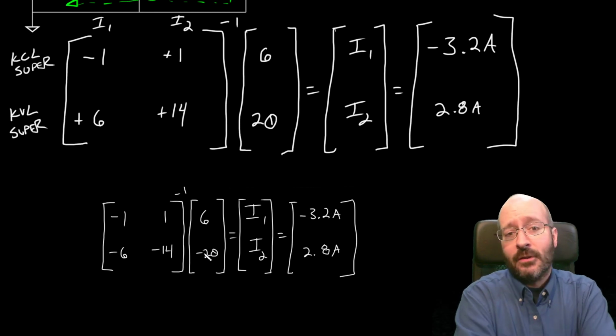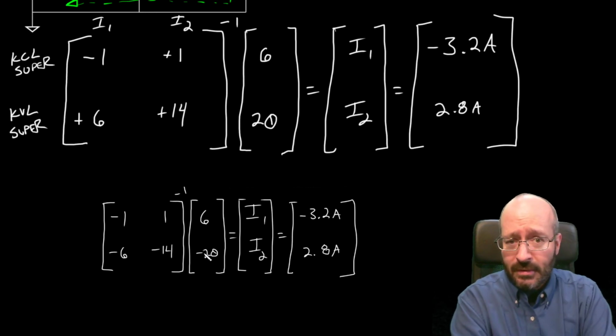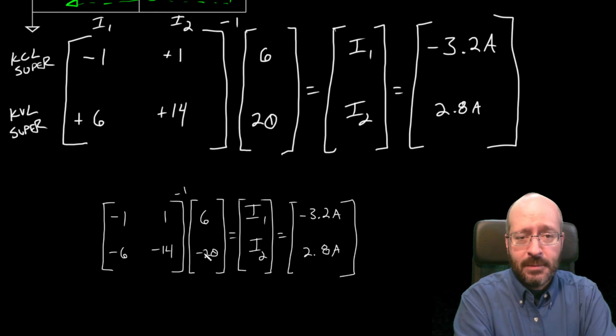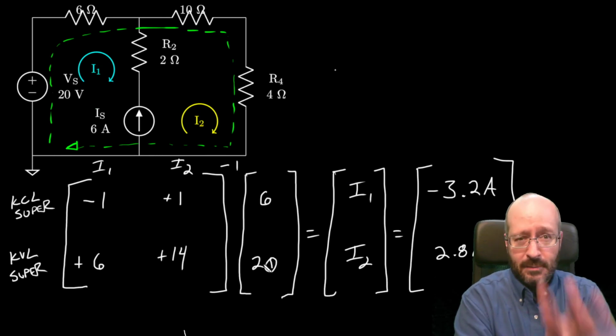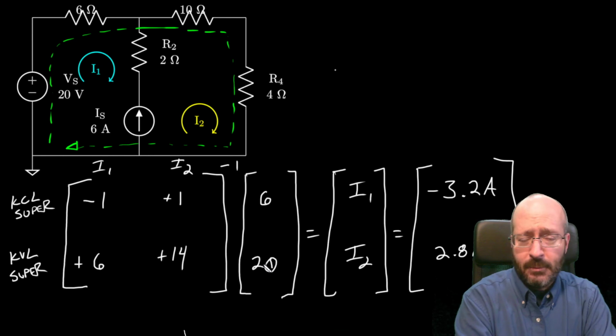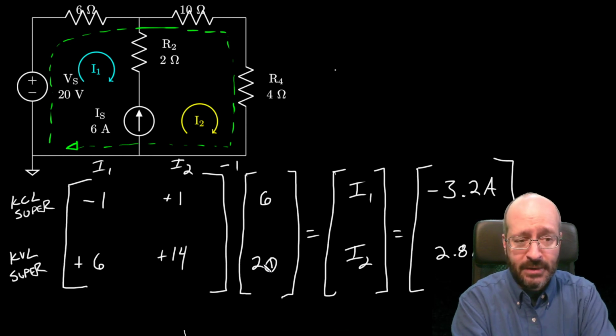Okay, so we can handle super loops with this shortcut. It's a little bit of a trick, but we can do it, and we can do it quickly. I didn't have to write any equations other than just entering them directly into the matrix format. And then we can solve that directly using whatever means we want.